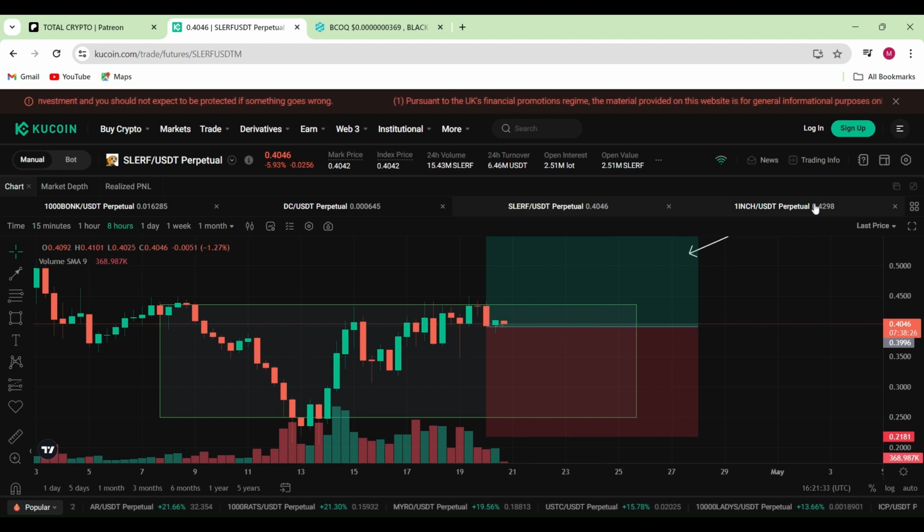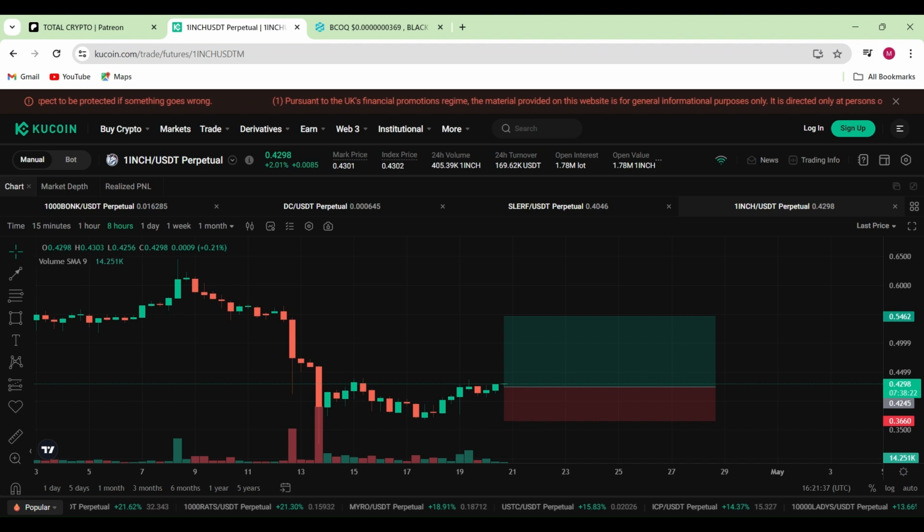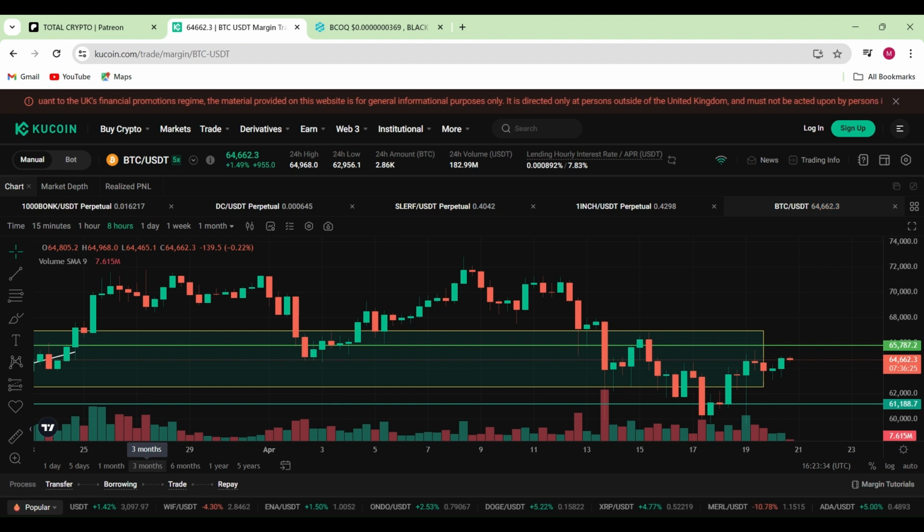But for now, we'll just keep on scrolling and checking what's going on with the rest of the crypto space. We have to also factor in what's going on with BTC, because ultimately BTC will decide. So alright guys, it looks like BTC is not really doing much in a minute.